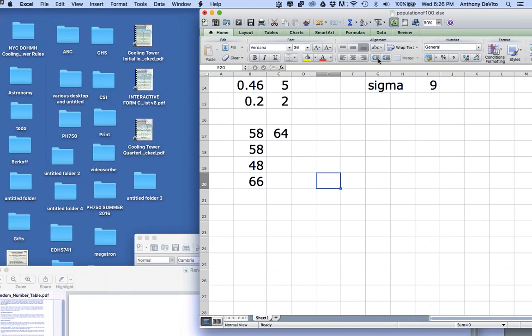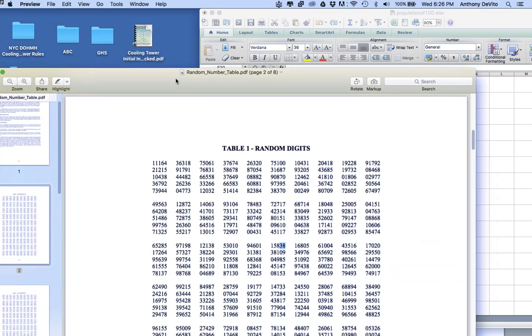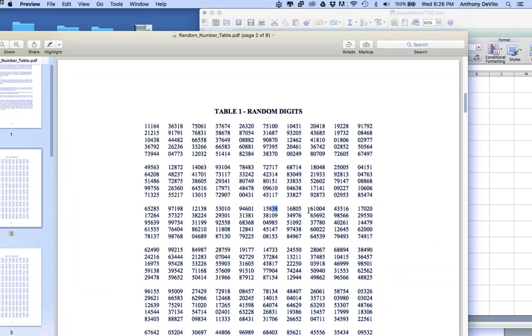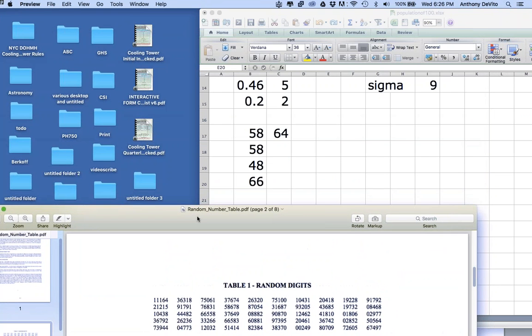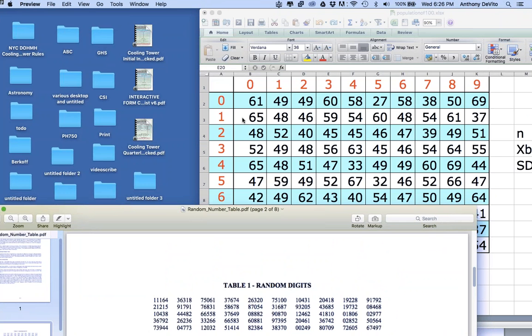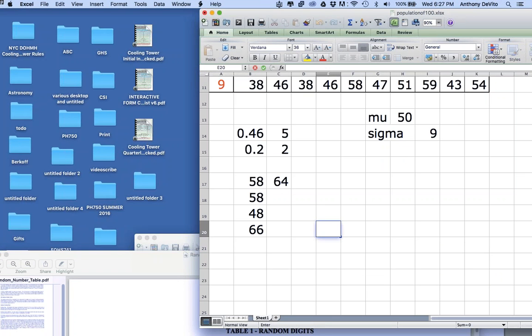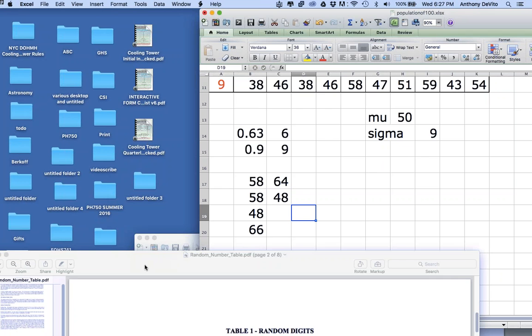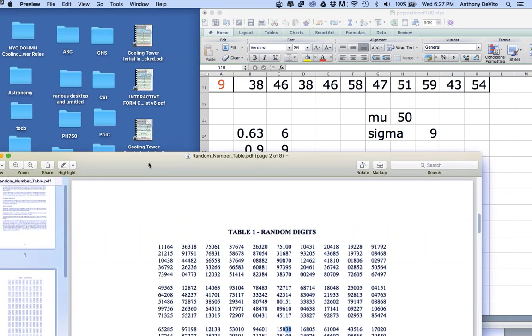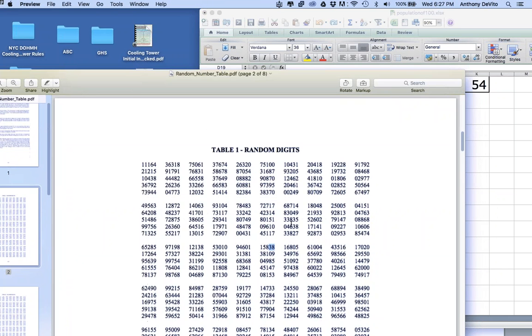64. Next one's going to be 16. I'm not going to be concerned with the fact that it looks like it's coming off a little weird, because I really want it to be random. 16 is the next one. 1 and 6 will be 48. A lot of you are going to get numbers higher than 50. Some of you are going to get lower.